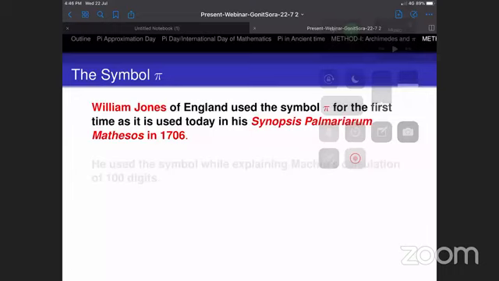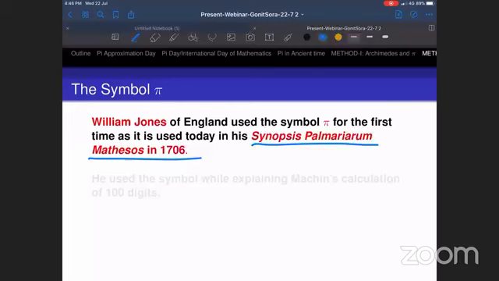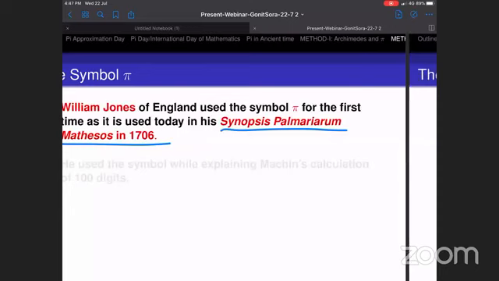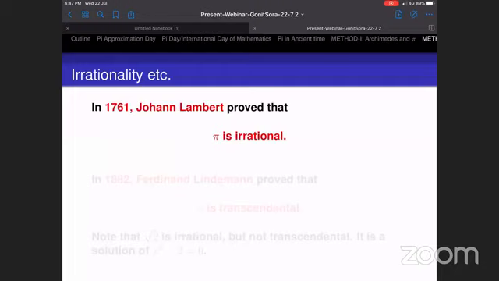So William Jones of England used the symbol pi for the first time as it is used today in this book. In fact, he used this symbol while explaining Machin's calculation of 100 digits. So he was not a mathematician, but he was a science writer. And so he was explaining how Machin calculated the value of pi up to 100 digits in this article. So pi was used for the first time, and after that Euler used it in about the 1740s, and then it became very popular to use the symbol pi. And so it is a very late comer in the history of pi.